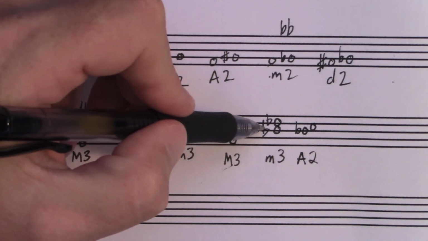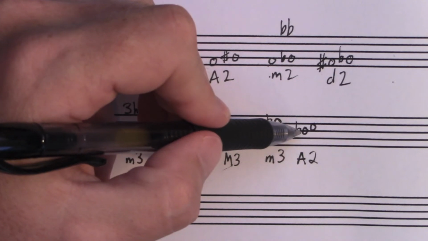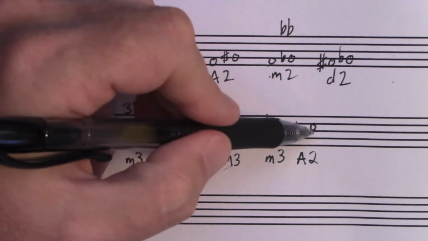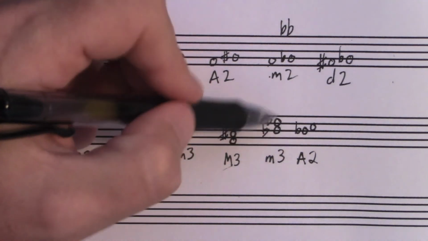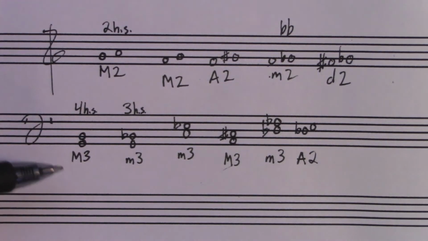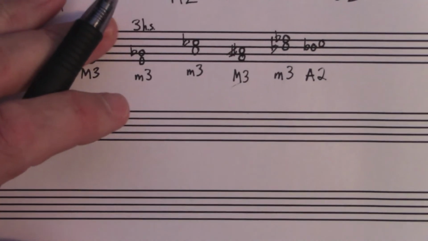This is what this minor third sounds like. Here's an augmented second. Yes, they sound exactly the same. That's what enharmonic is. They are spelled differently, but they sound the same. So far, so good? What's next?